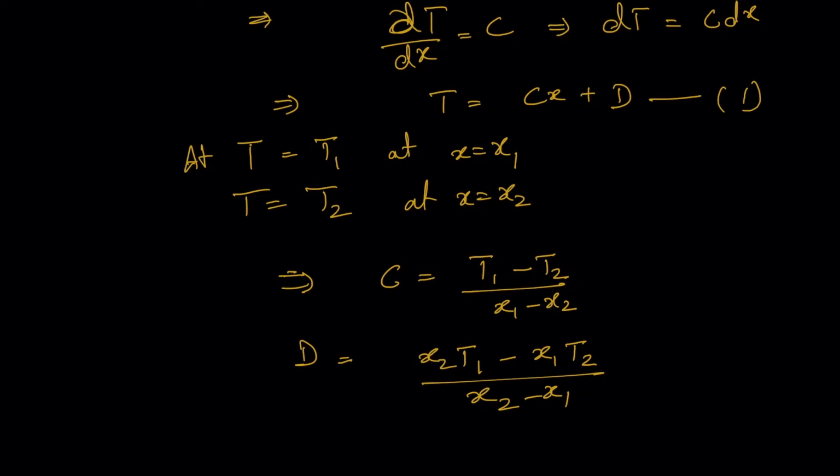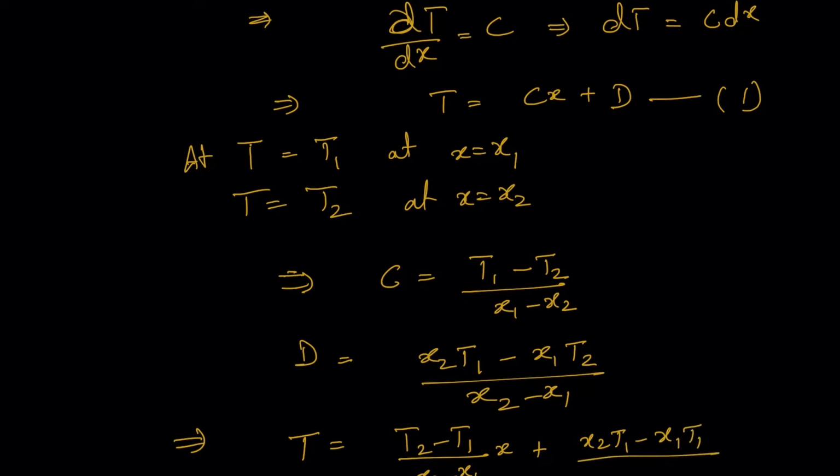So the temperature you can write. The final temperature, if you calculate, you can write T equals T2 minus T1 divided by x2 minus x1, into x, plus x2 T1 minus x1 T2 divided by x2 minus x1.